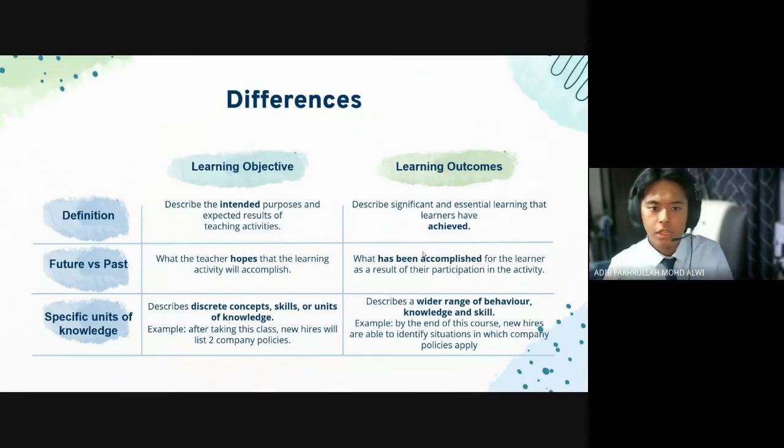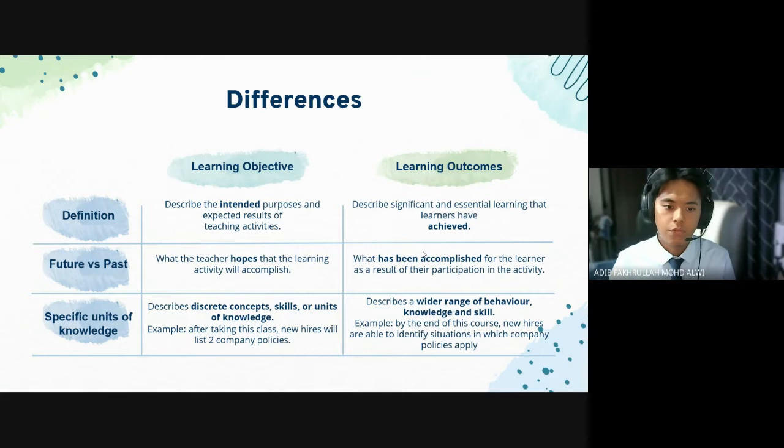Learning objectives describe the intended purpose and expected result of teaching activities, while learning outcomes describe significant and essential learning that learners have achieved. Okay, learning objectives describe what the teacher hopes that the learning activity will accomplish, while learning outcomes describe what has been accomplished for the learner as a result of their participation in the activity.